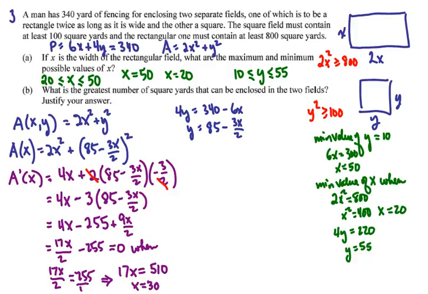Now this is the first place that's really tricky. You might be tempted to conclude that x equals 30 is the maximum, the value of x that yields the maximum area for the two fields. And you really should do a test on this. Again, we know that x varies between 20 and 50, with 30 in between anyway.